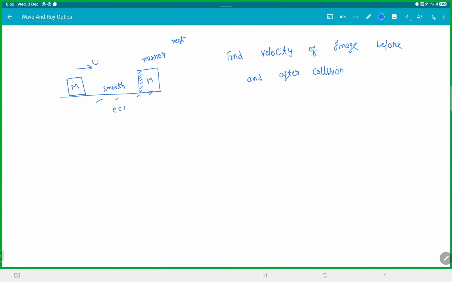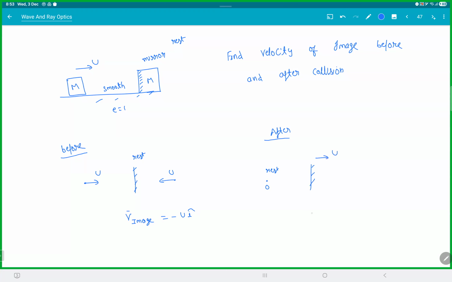See, initially what was the answer? Before collision, it's like a mirror. Object is going with u, image is also going with u. Velocity of the image is minus u i cap. After collision, they'll exchange velocities. Object comes to rest. Mirror is going with u.